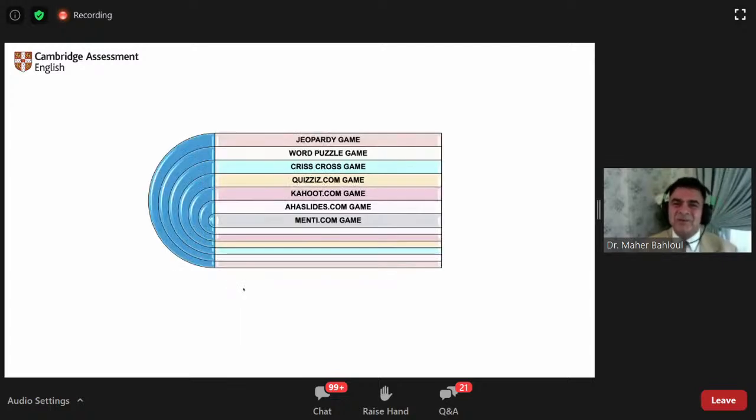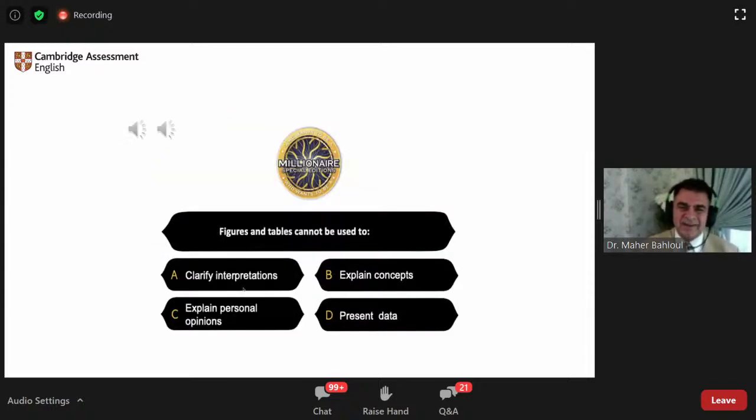Okay, so these are just a few samples, from the Jeopardy game to the word puzzle game to the crisscross game to the quizzes.com game to the kahoot.com game to the ahaslides.com game to the menti.com game. So many different types of games have been tried, and these are just samples of some of those questions and answers.